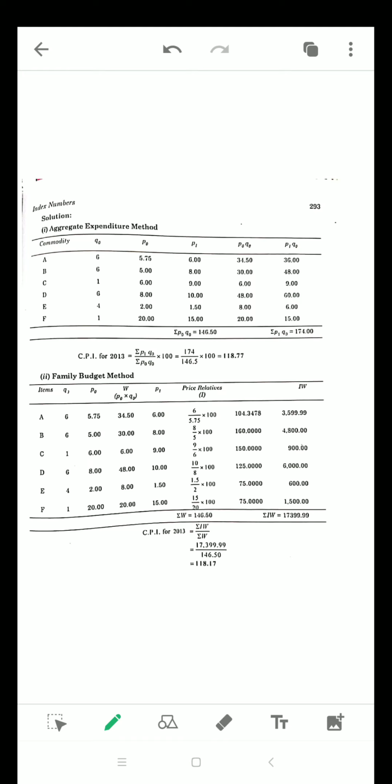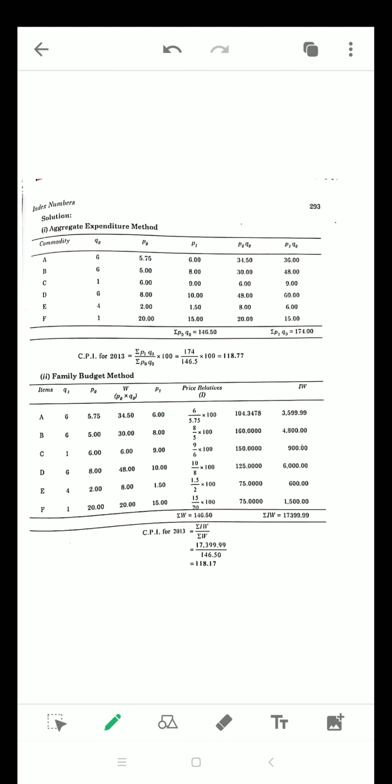Okay, so next we'll go with the next method, that is called the family budget method. So this is important, both aggregative and family budget are important. Sometimes he may ask the aggregate method and sometimes he may ask the family budget method. So now write down commodities A B C D E F, and Q0 they have given 6 6 1 6 4 1, and P0 they have, or what we call 5.75 5 6 8 2 20.